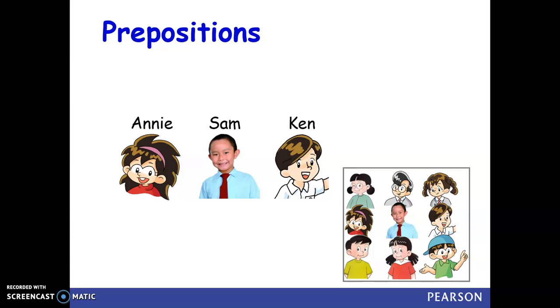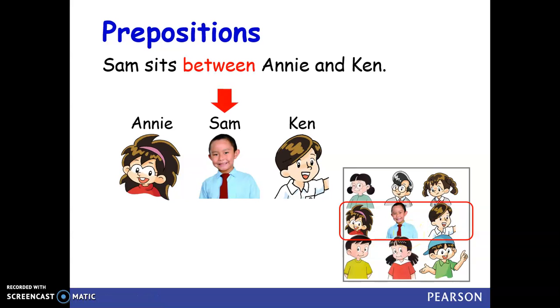So for example, let's take a look at our first example. You can see Annie. This is Annie here. Sam and Ken. So you can see where they are here in the classroom. Annie, Sam and Ken. So Sam sits between Annie and Ken. You can use the word between. It's another way to say in the middle. So Sam sits between Annie and Ken. Between, in the middle.